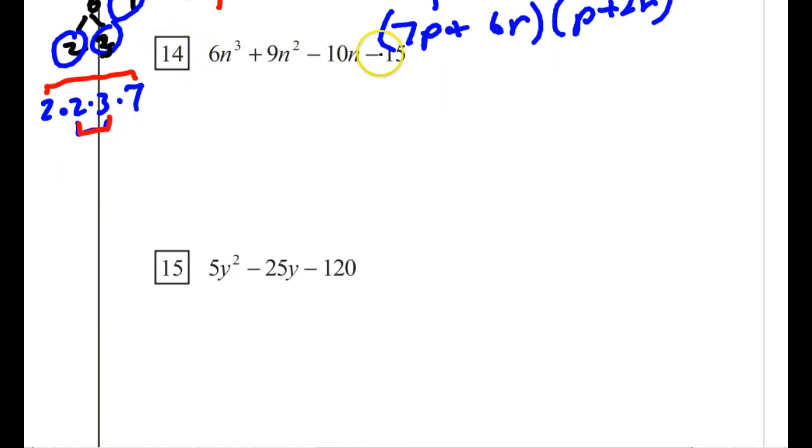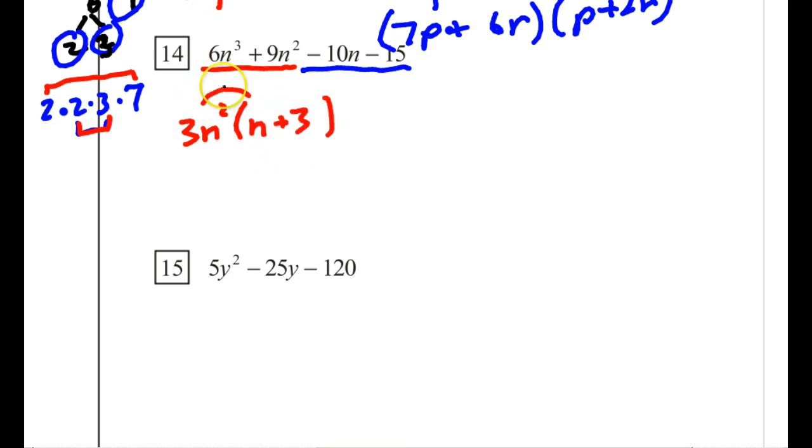Number 14, more straightforward. Look for GCF. There's already 4 terms, so we can go right into factoring by grouping. So GCF of the first 2 and GCF of these 2. GCF of these 2 would be 3n squared. Left over would be n plus 3. Just make sure they multiply back, and you'll be double checking, make sure it's okay.